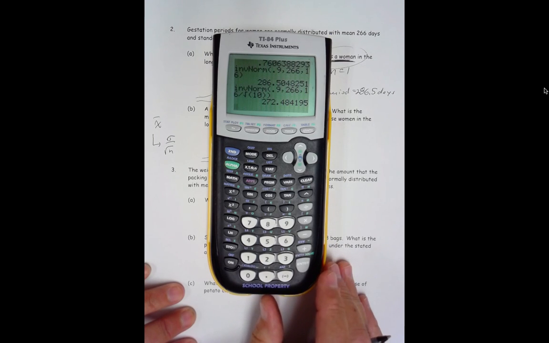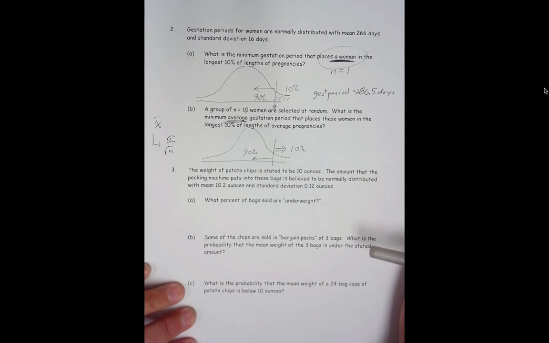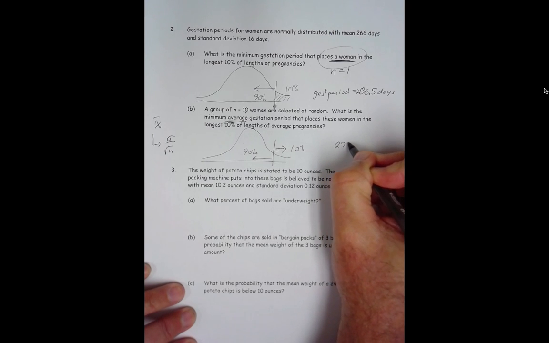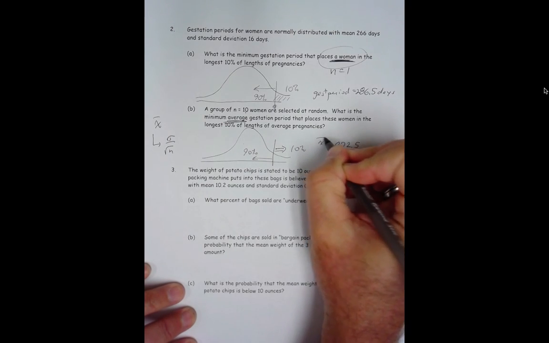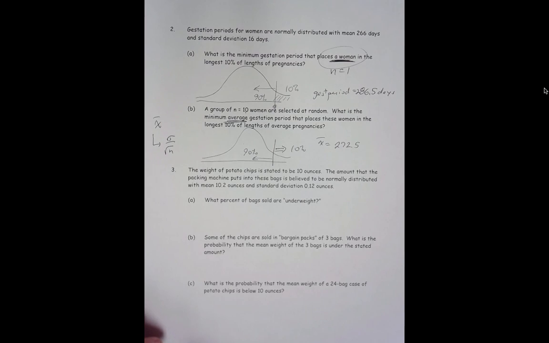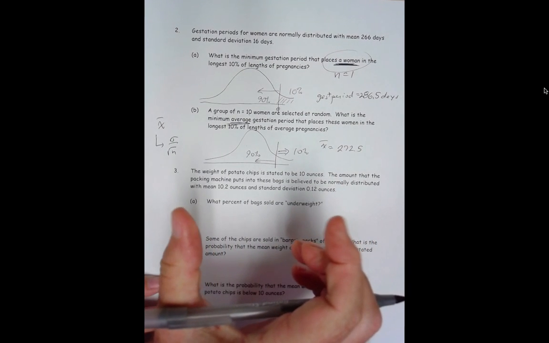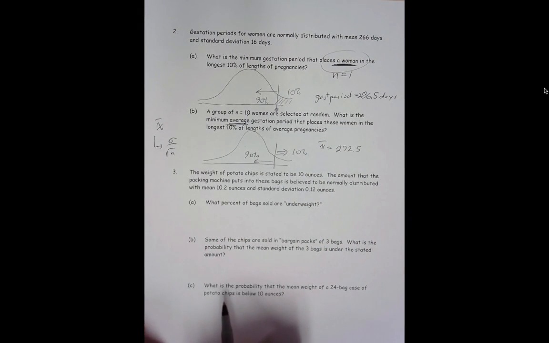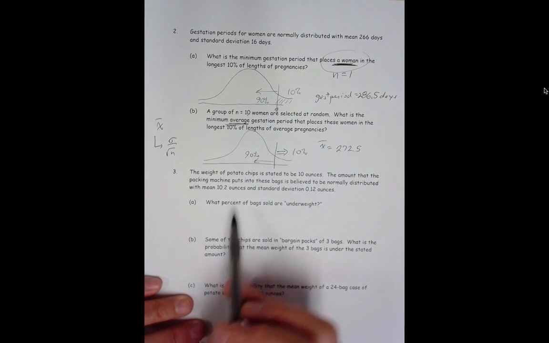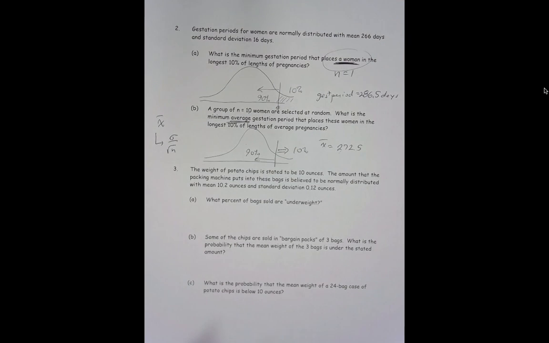Now, is there any issue? So it's going to be 272.5. That is the X bar of the 10 women that would put their average gestation period in the top 10%. All right. Now, it should have been clear this was below because our distribution squeezes in, the variability becomes less. So we knew that this was going to be closer to the mean to achieve the same proportion of the distribution.